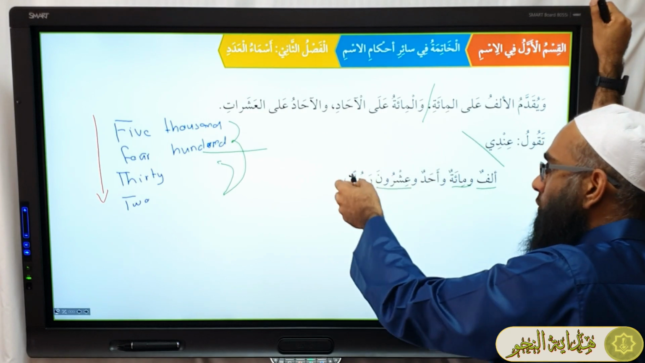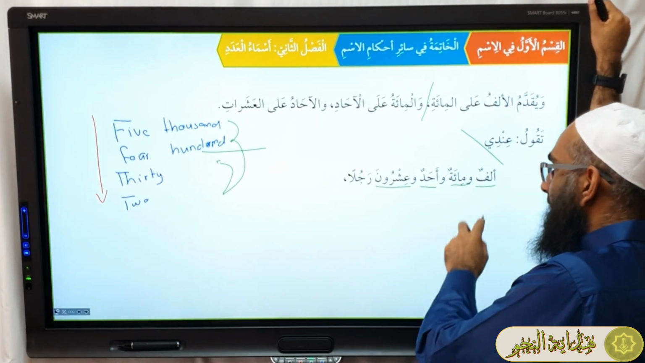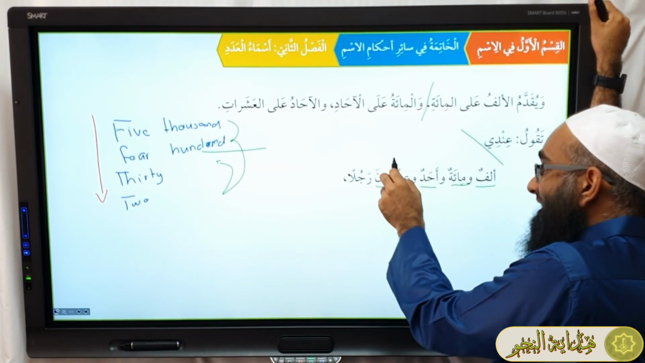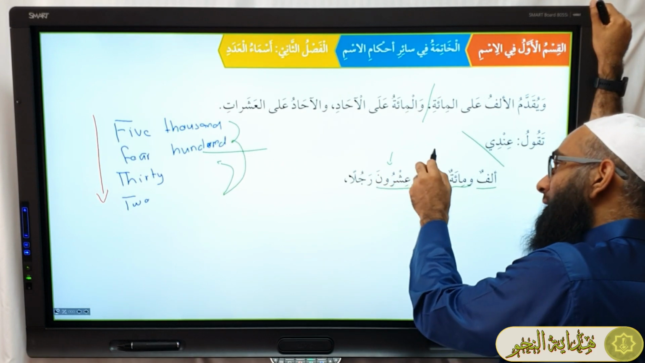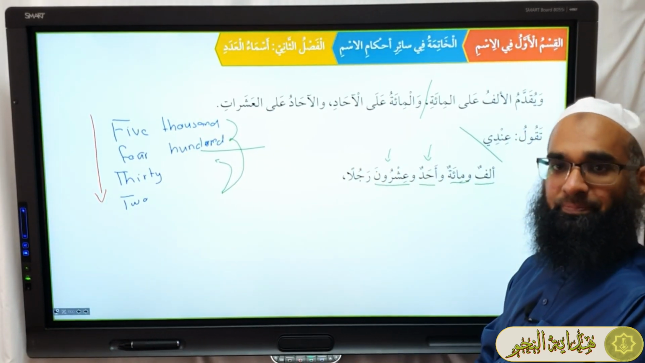It's always ahadun wa ishrun. Yes? Then this comes. So you have the thousands first, then the hundreds, then the tens come here, and the unit comes here. So that's only one thing I have to switch around from English.